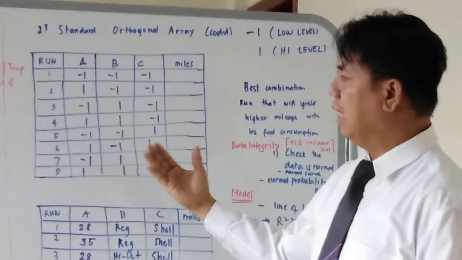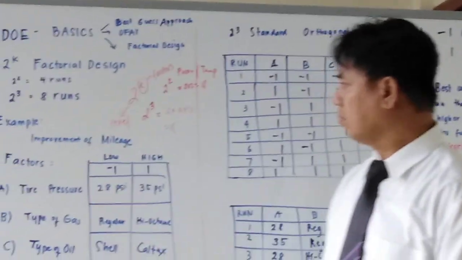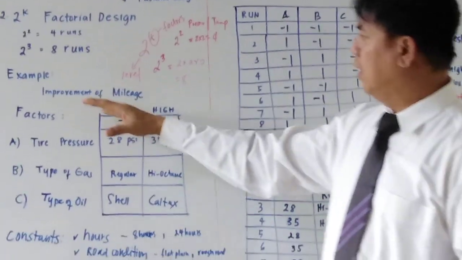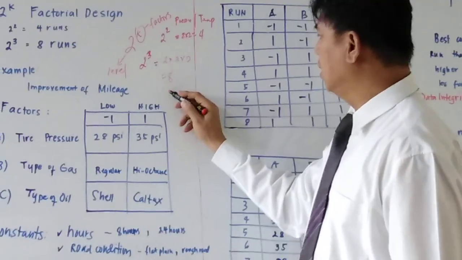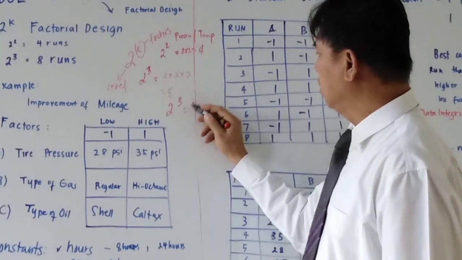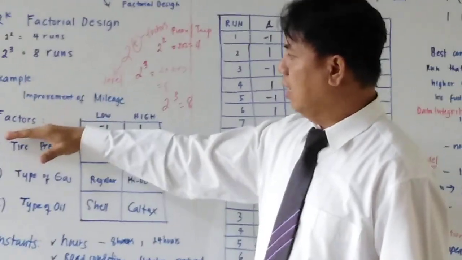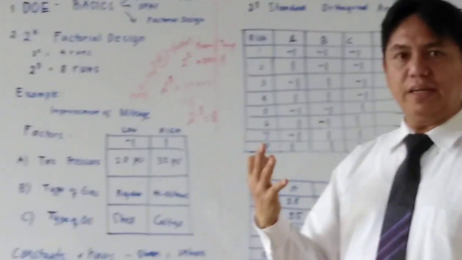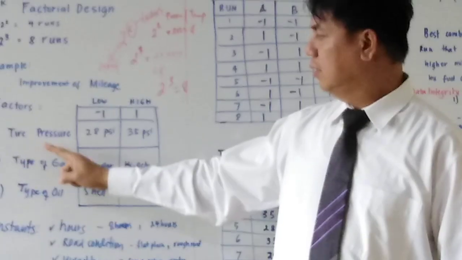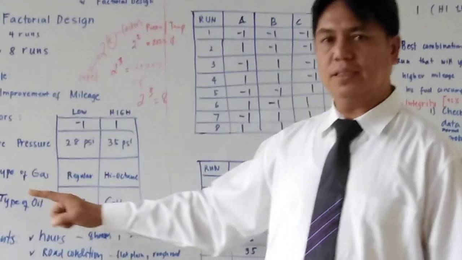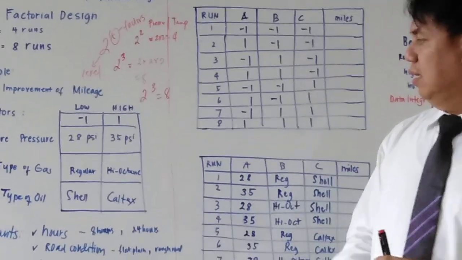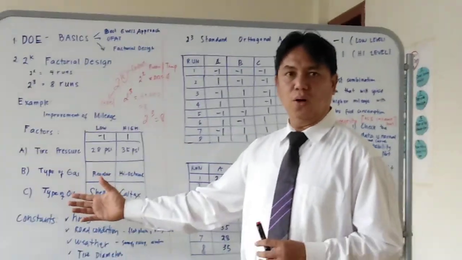Let me discuss the example here. For example, we have the 2 to the 3 notation, so this one is 2 to the cube, which has 8 runs. Let me explain the factors. I have 3 factors. One is tire pressure. The other is the type of gas. And the type of lubricating oil for the engine.